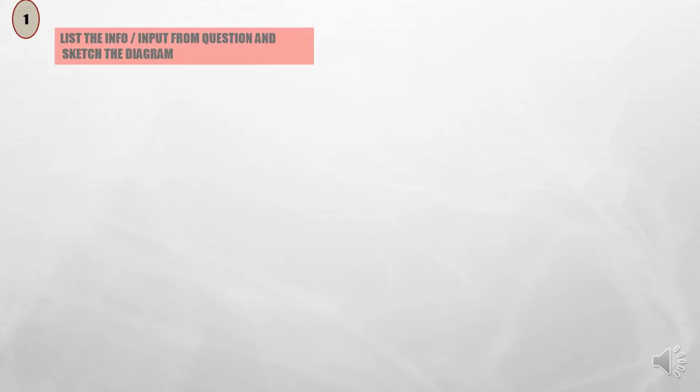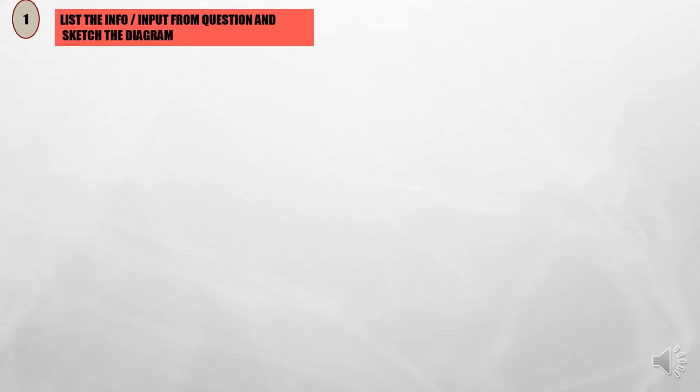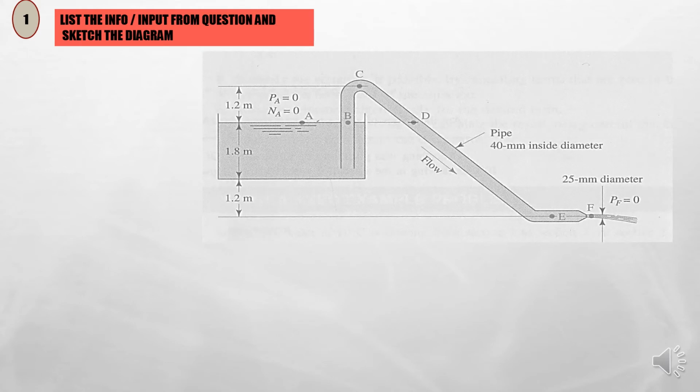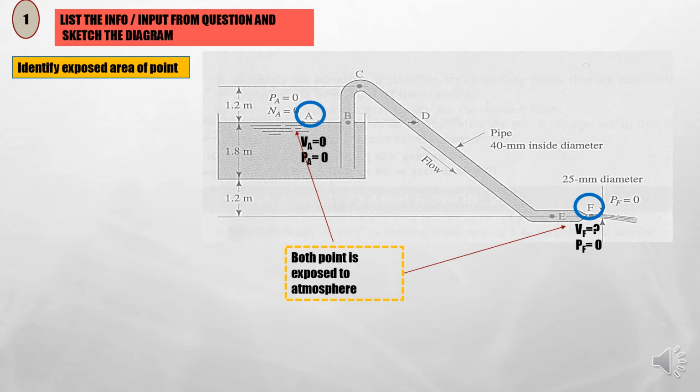As usual, the first thing you should do is sketch the diagram and list the information. Let's begin with sketching the diagram first, because before we can list the information, we need to identify any points at which we can cancel out terms. From the diagram, this is a special case in which there are 2 points exposed to the atmosphere. We have to identify first which points they are. There are 2 points, point A and point F, which are exposed to the atmosphere.